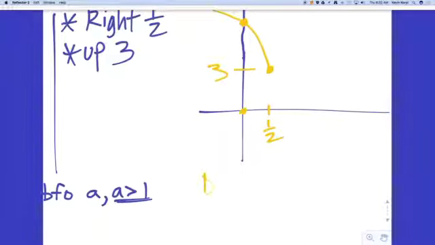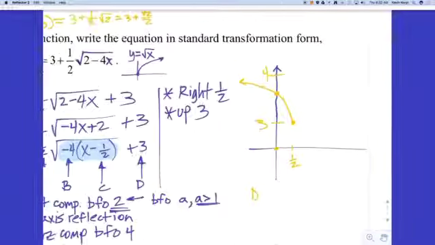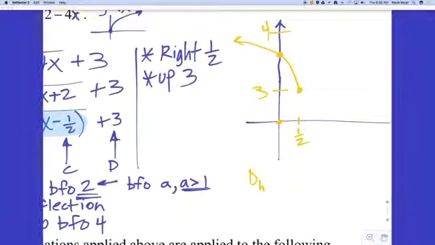What's the domain? All real numbers except the ones that don't work. So everything to the what of 1/2? Left. So it's the set of all x such that x is less than or equal to 1/2. Now let's say that you got your reflection wrong. You reflected it across the x-axis instead of the y-axis. If you reflect it across the x-axis, you're not going to have a y-intercept because it's going to open to the right. Finding the y-intercept then is a good check to make sure you have it open the correct way.